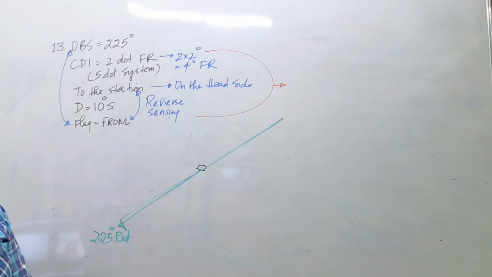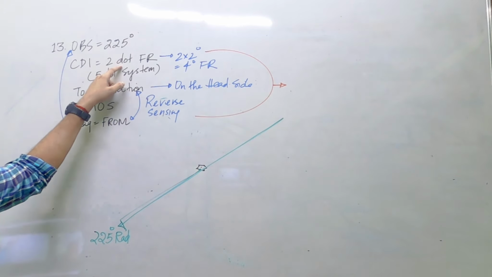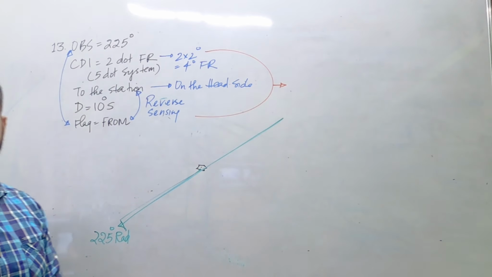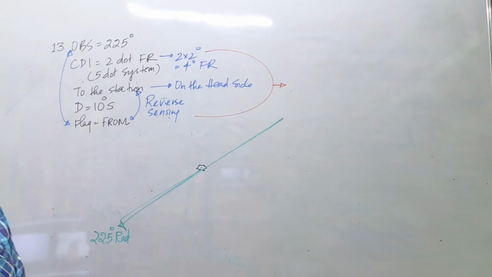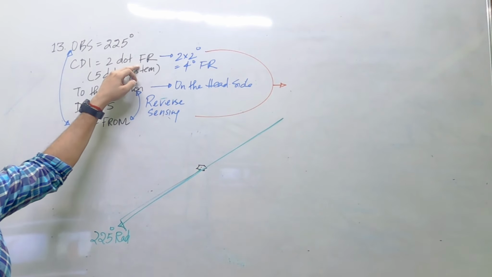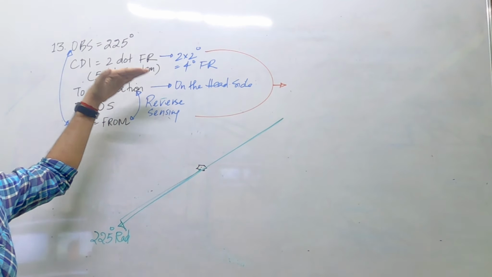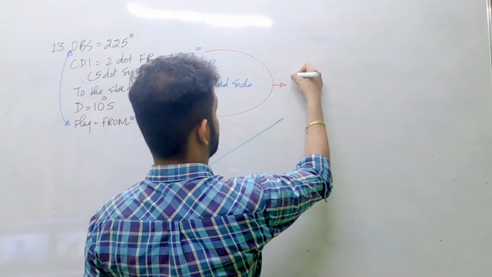If it's showing 2 dot fly right, if it was command sensing, then we have to fly right. That's right. If it is a command sensing, with this kind of an indication, you have to follow what it says, which means you have to fly right. Yes. So in this case, we have to fly left actually. Why? Because it's a reverse sensing. Very good. Since it's a reverse sensing, you have to follow exactly the opposite of what the CDI is telling you. 2 dot fly right, so the action should be fly left.